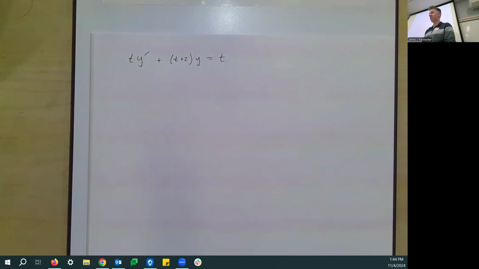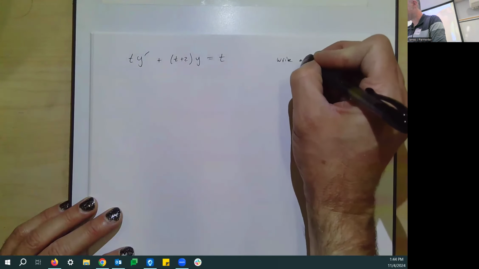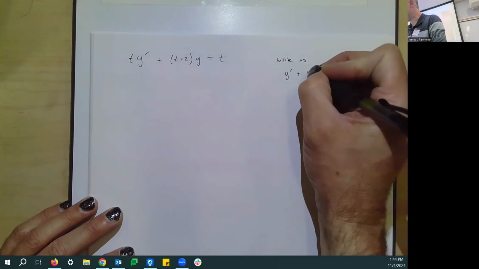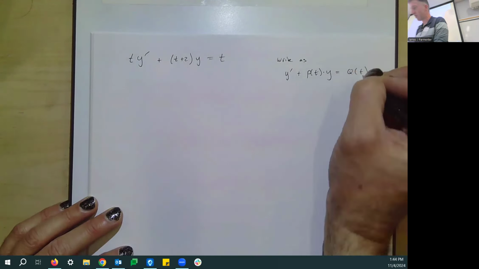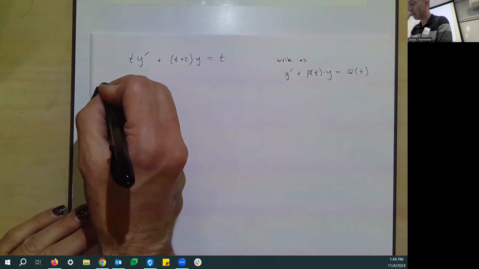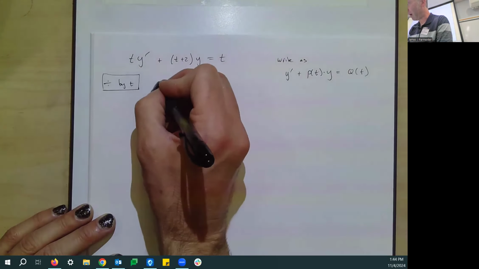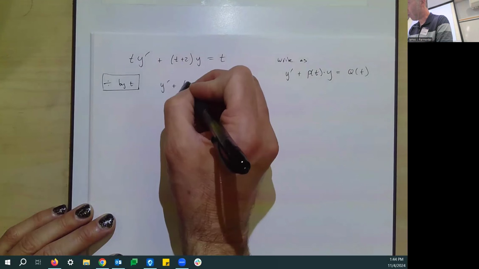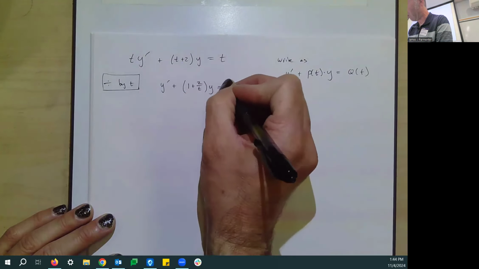So before we can do anything, we need to write it as y prime plus some function of t times y equal to some other function of t. Typically, that means divide everything by whatever is being multiplied by y prime. So divide everything by t to get y prime plus 1 plus 2 over t times y equal to 1.